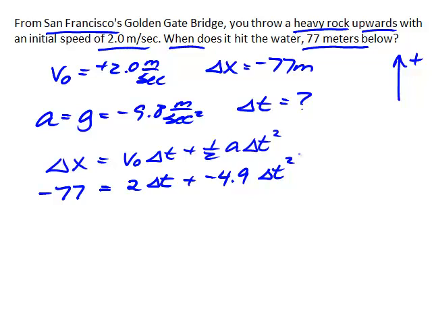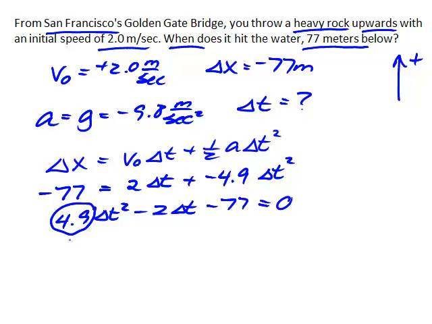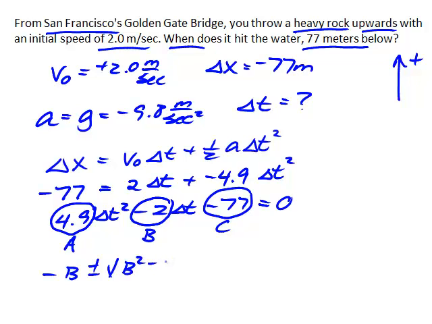Now in the quadratic formula, we normally have it in the form of ax squared plus bx plus c equals 0. I'm going to bring the t squared over to the other side and the t over to the other side, and so we're going to have 4.9 delta t squared minus 2 delta t minus 77 is equal to 0. Our 4.9 is a. Our negative 2 is b. Negative 77 is c.